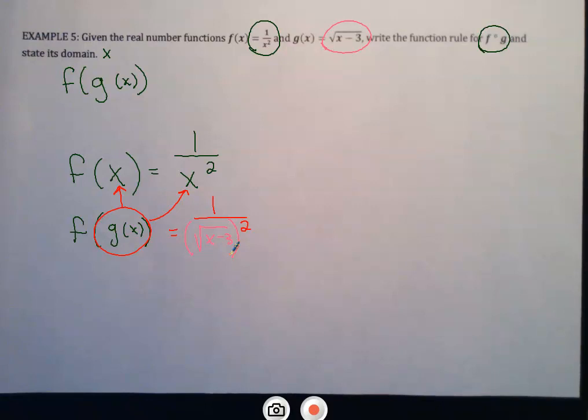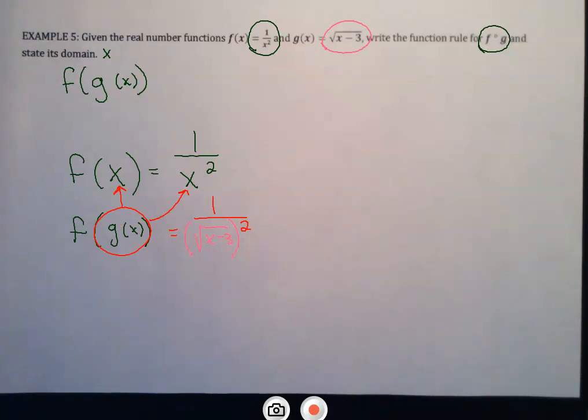Composite functions are like, which one do we do first? Like, which one do we solve first? So in this case, because g of x is on the inside, that's the one that we would do first. But this is the stopping point. So at this point, we can simplify.